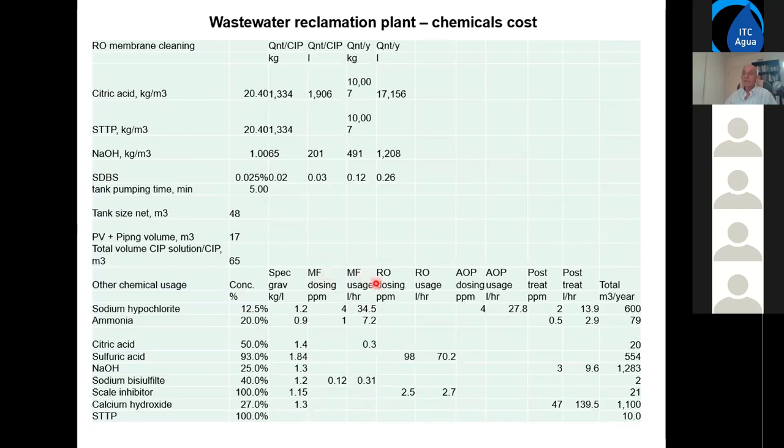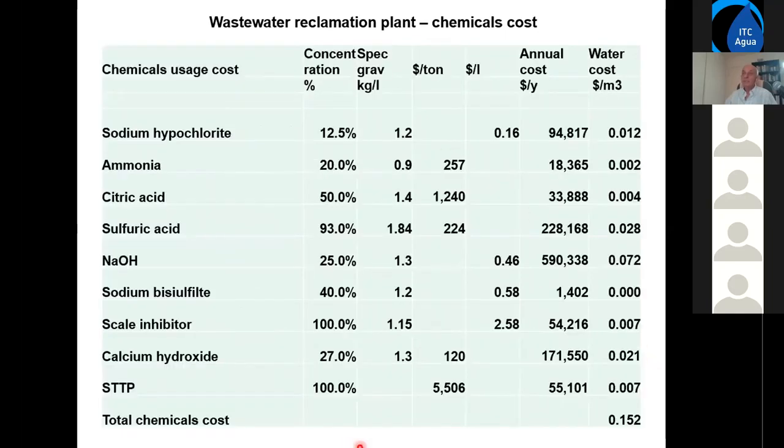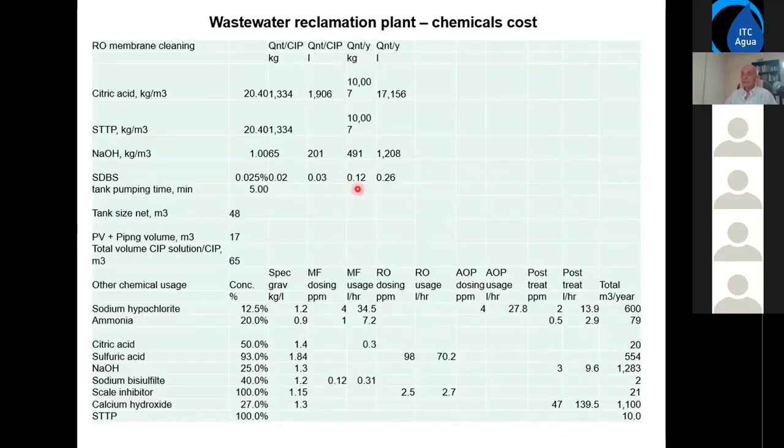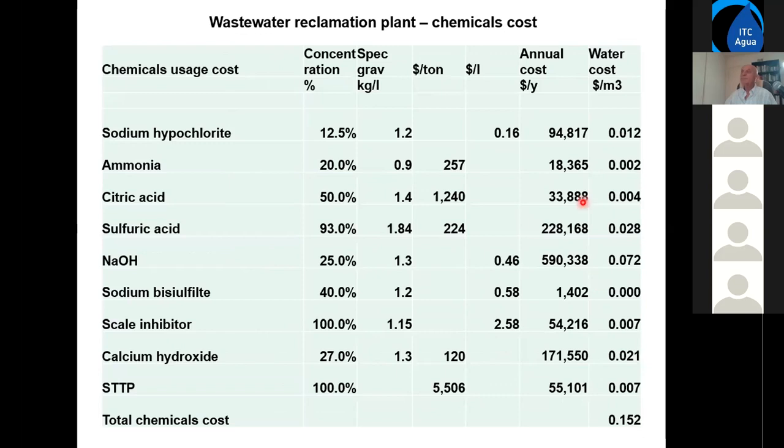So we have membrane filtration, RO, advanced oxidation process, post-treatment, and we have the total. And then from this, we go to the cost. We know the concentration, we know the density, we know how many dollars per ton, or dollars per liter if this is liquid. And then we use the annual cost based on the previous quantities, and then the contribution to the water cost. So in the end, we have this point. You have this example in the spreadsheet I sent to some of you, so you can follow up the calculation.